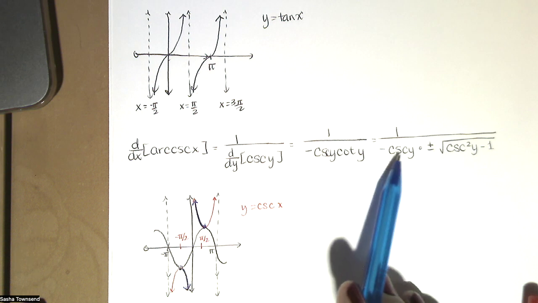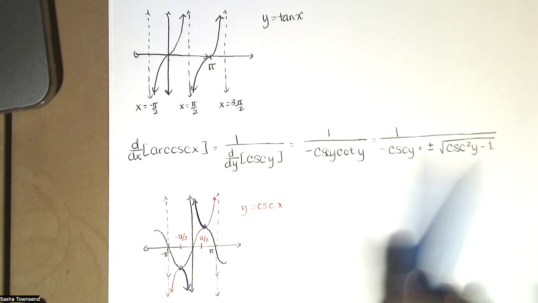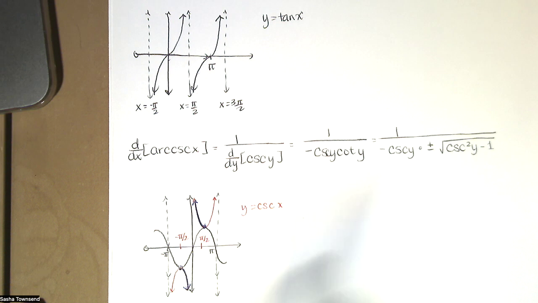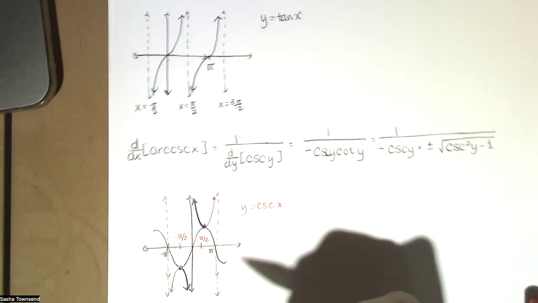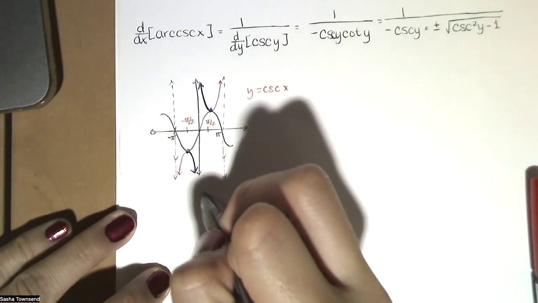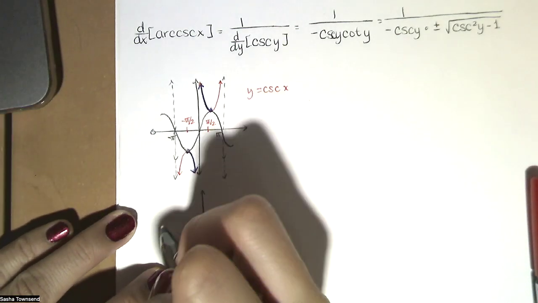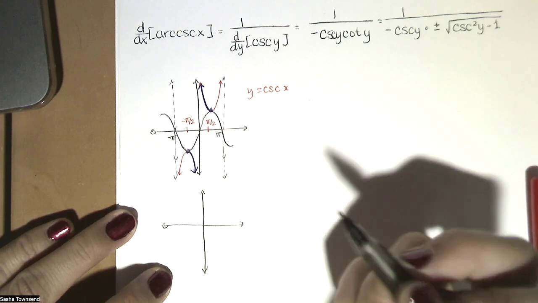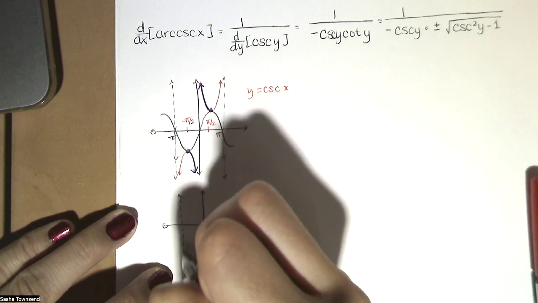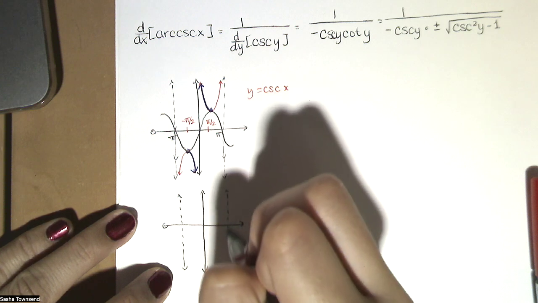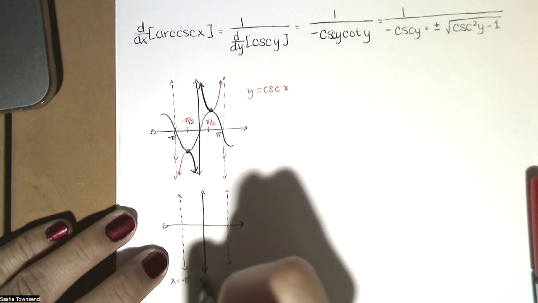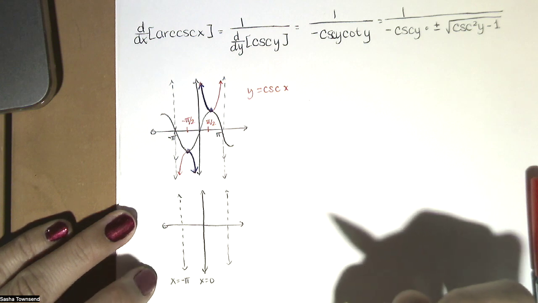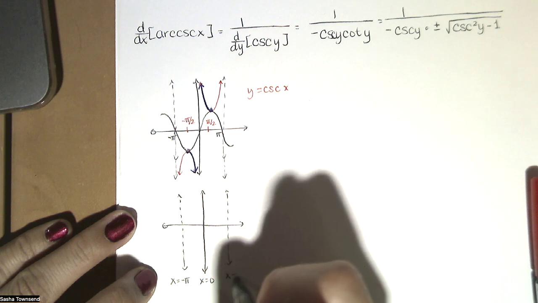My goal is to find out the sign of this expression in the denominator. So I'm looking at that cosecant times cotangent. You say, okay, well, that's what cosecant looks like. What does cotangent look like? Let's graph that. Cotangent is undefined whenever sine is 0. So at negative pi, 0, pi, all the multiples of pi, our cotangent has asymptotes.